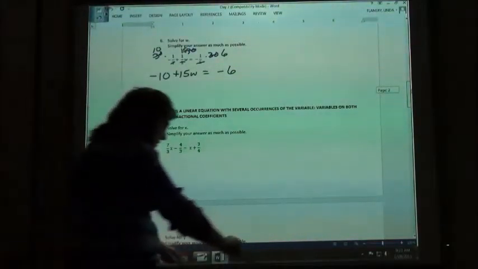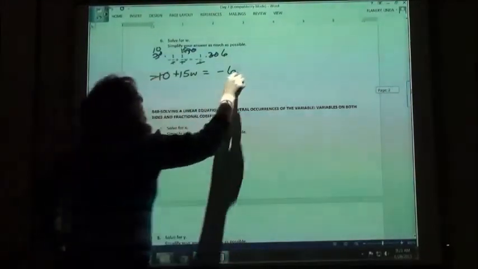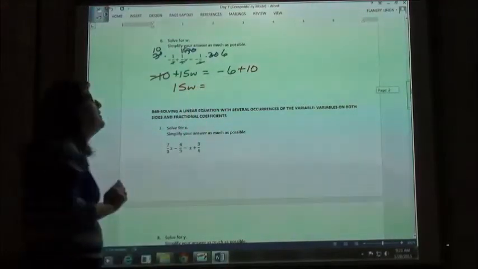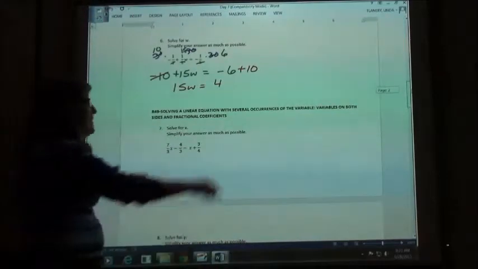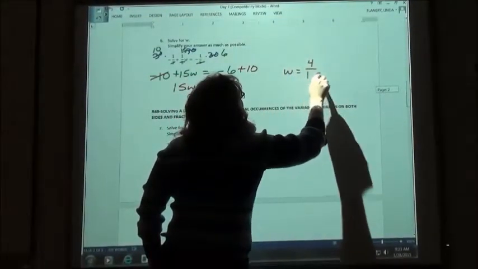So if I'm going to solve that, the next thing I'd want to do is add the 10. 15W then equals 4. And my last step, divide by 15. So W equals 4/15.